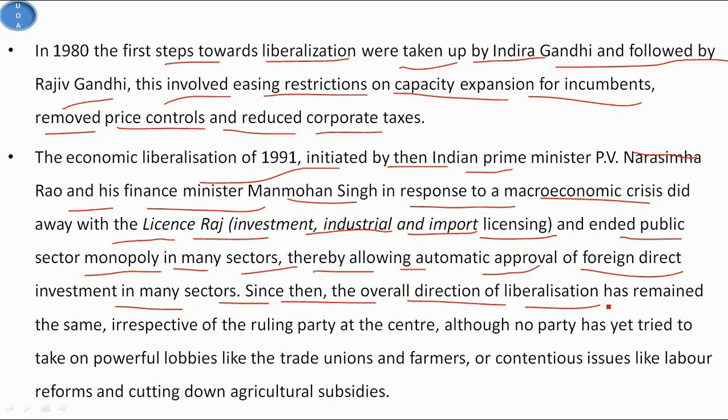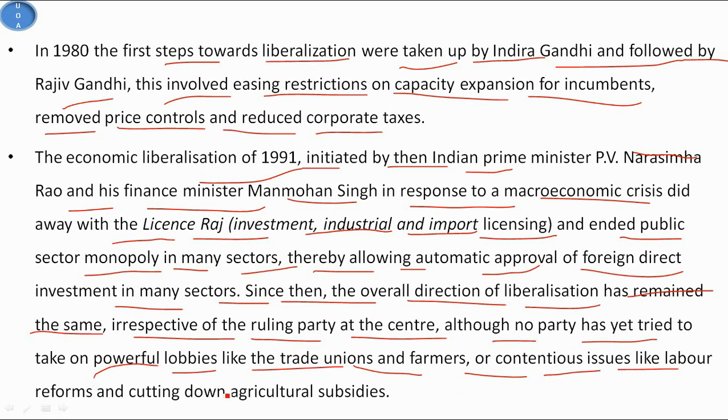Since then, the overall direction of liberalization has remained the same irrespective of the ruling party at the center, although no party has yet tried to take on powerful lobbies like the trade unions and farmers, or contentious issues like labor reforms and cutting down agriculture subsidies. So this is how the evolution of modern industries in India started in the lap of the British Empire, but strongly matured after independence in a phase-wise pattern from the Nehruvian era to the LPG era. The LPG era not only ended the License Raj but also introduced the Indian economy into the phase of the post-industrial era.